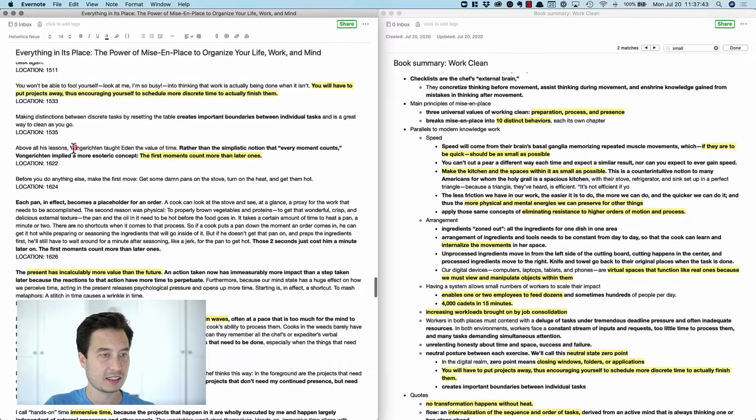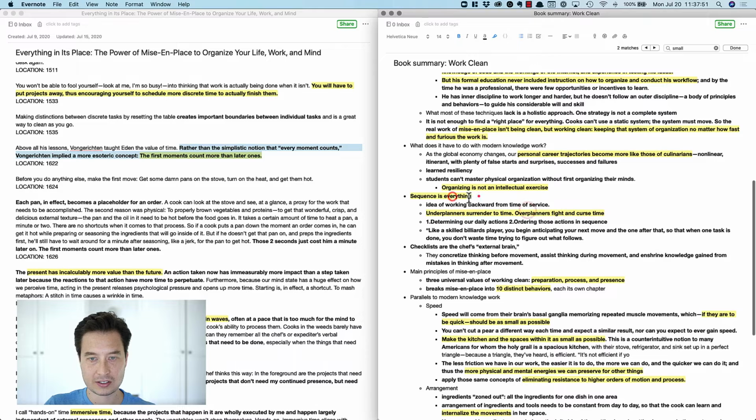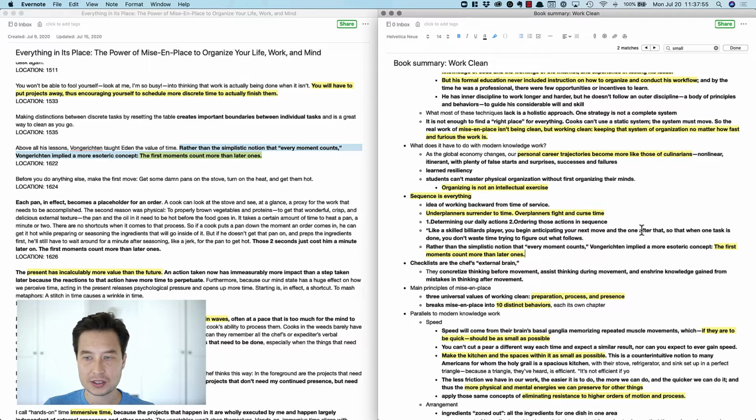Okay, excellent. So the first moments count more than later ones. Really subtle point, which is clearly under the heading of sequence, right? That's kind of what gives sequence its importance. The reason it's important is the first moments in whatever you're doing are more important. They count more than later ones. This is kind of the answer to the question of why sequence is everything.